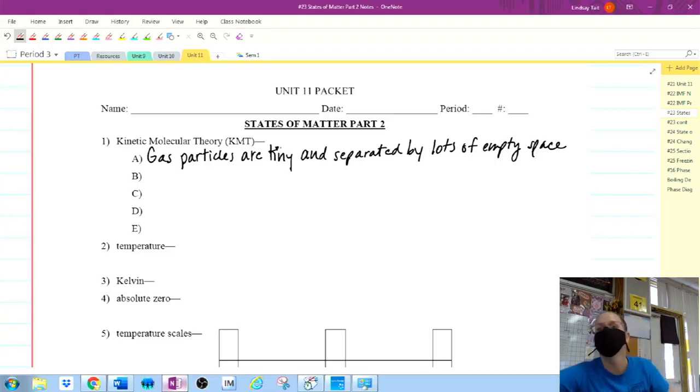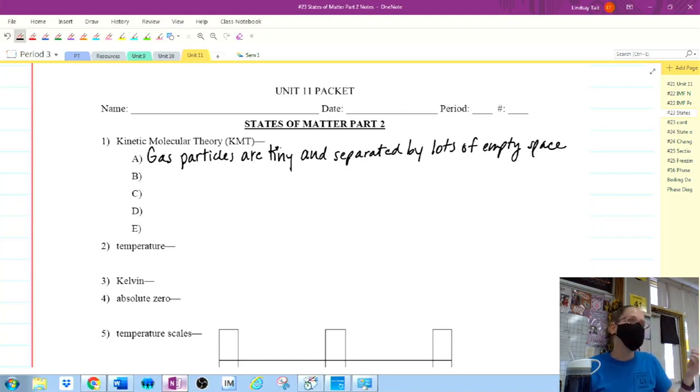When I measure the volume of a liquid, and I'm talking about water a lot today, or measure the volume of a solid, you are measuring literally the space that the atoms are filling up. How big are the atoms? How many atoms are there? That's telling you the volume. But that's not the case with the gas.